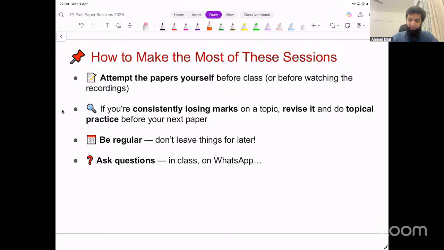So revise the concepts that you're losing marks in, do some topical practice on those concepts, and then come back to the next yearly papers after that. I've talked about this before already. You have to be regular with the course. Do not leave things for later. Otherwise, your exams are just less than a month away now. You will not get time later.